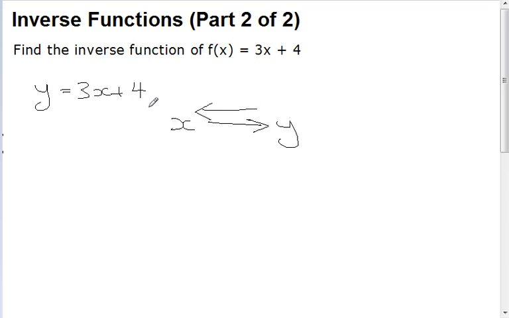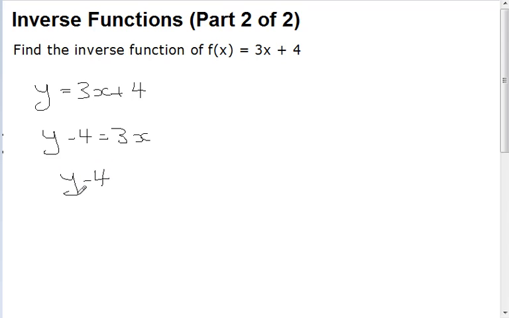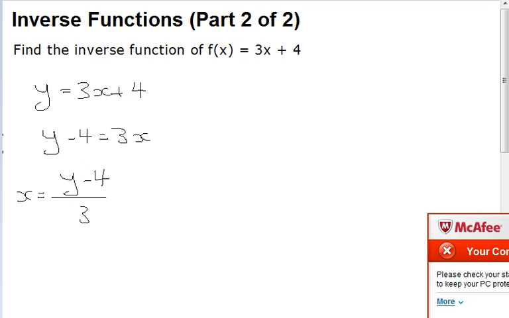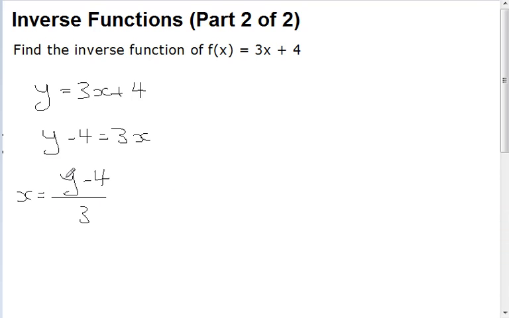So actually the main thing I need to do here is make x the subject of the formula. So if I just get rid of this and make x the subject of the formula, if I take away 4 from both sides, it gives me y minus 4 equals 3x, and divide both sides by 3, then I get y minus 4 divided by 3 equals x.